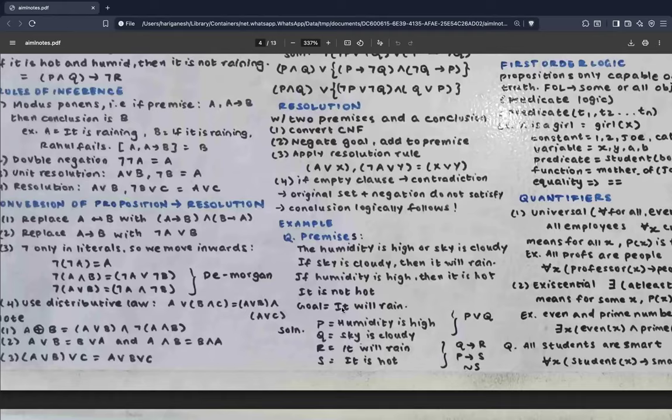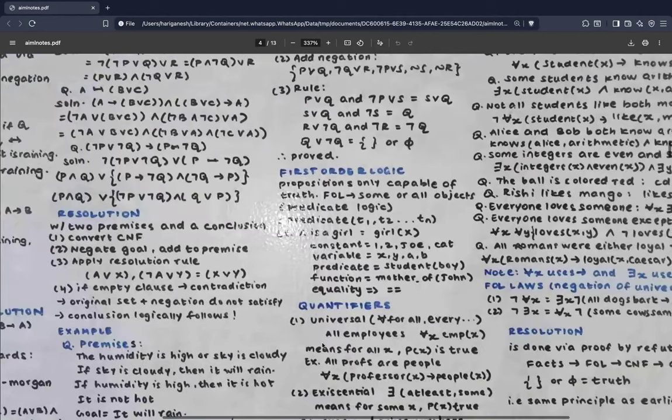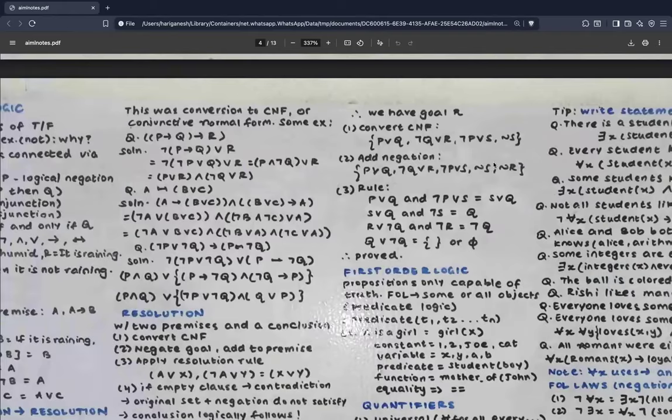So the goal here is it will rain. We have our list of premises, which is these four: P or Q, Q implies R, P implies S, not S. The goal is it will rain. Now we know that we have to negate the goal and add it to the list of premises. So the negation of this goal is it will not rain. We have R as it will rain, so it will not rain becomes not R. So the fifth premise that we add is not R. So the list of premises now is P or Q, not Q or R, not P or S, not S, and not R.